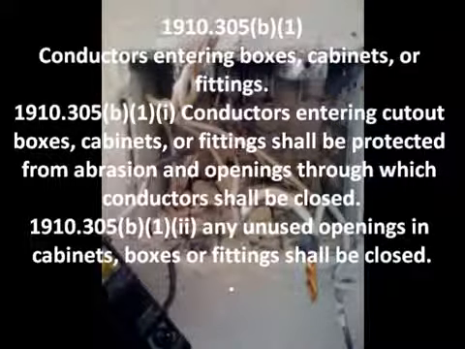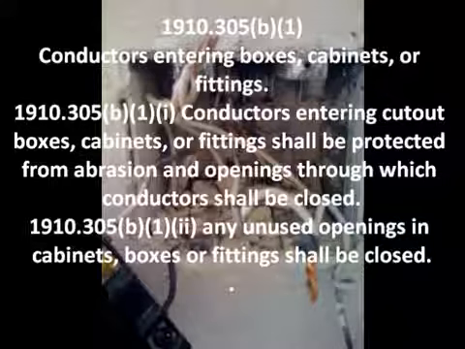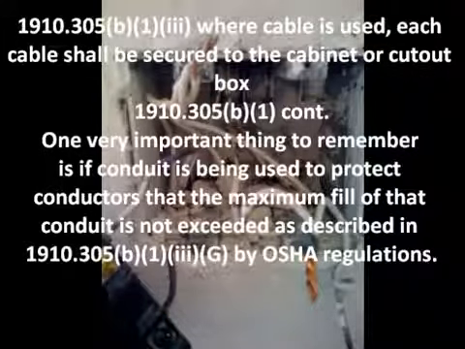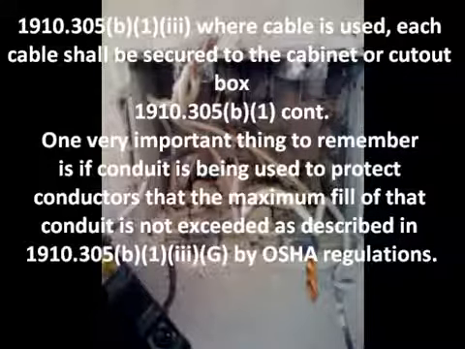In our last subpart of the video, we cover conductors that are entering boxes, fittings, or cabinets. Conductors entering cutout boxes, cabinets, or fittings shall be protected from abrasion, and openings through which conductors enter shall be closed. Any unused openings in cabinets, boxes, or fittings shall be closed. Where cable is used, each cable shall be secured to the cabinet or cutout box. However, there is an exception. If you are using non-metallic sheath cable and it is supported by a non-flexible raceway and is not less than 16 inches or longer than 18 feet, fixing is not required.